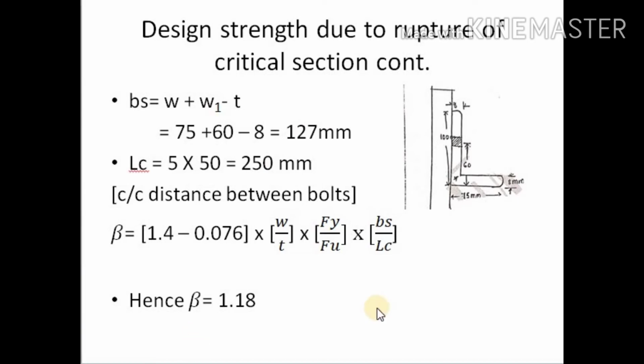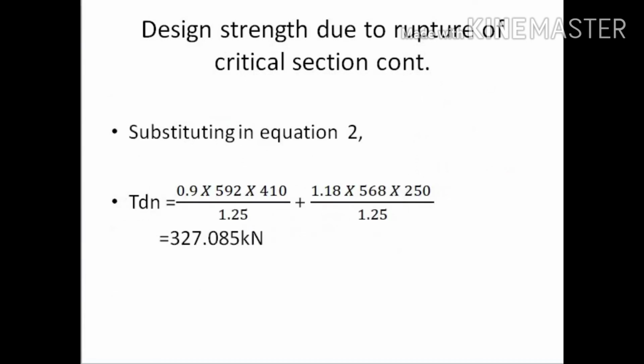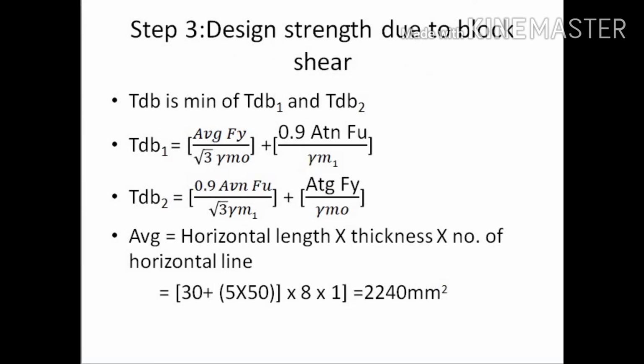So substituting in this equation, we get beta is equal to 1.18. Then substituting in equation 2, Tdn is equal to 327.085 kilonewton. So our third step is design strength due to block shear.